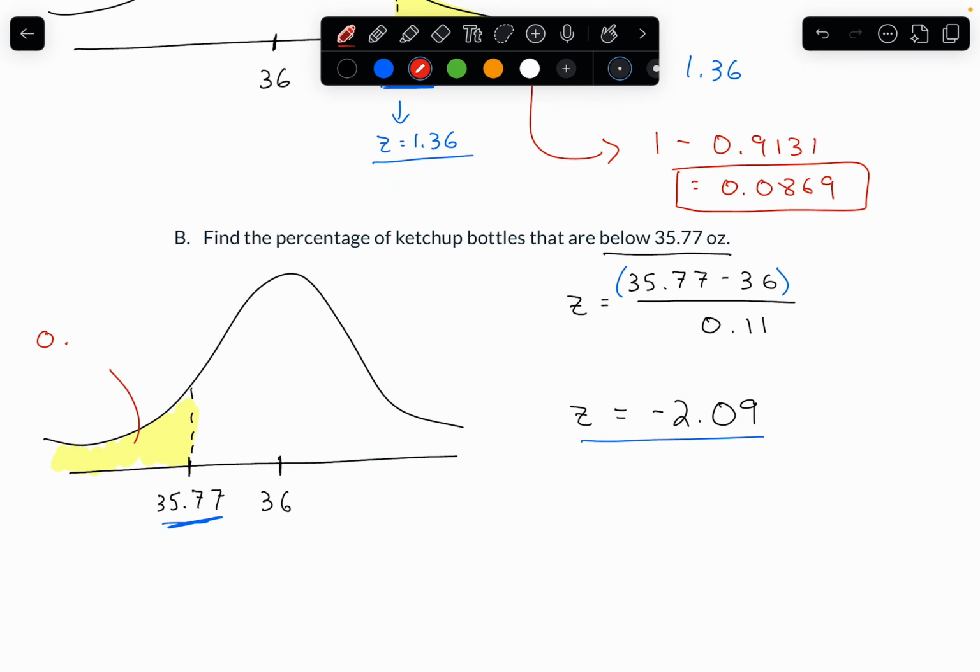This area is 0.0183. The only thing I have to do real quick is convert this to a percentage. As it's written right now, that table will only give us probabilities. So that is just 1.83%. So just be careful as you're working on the homework that you read whether the problem's asking for a percentage or a probability, because it may ask for either one.